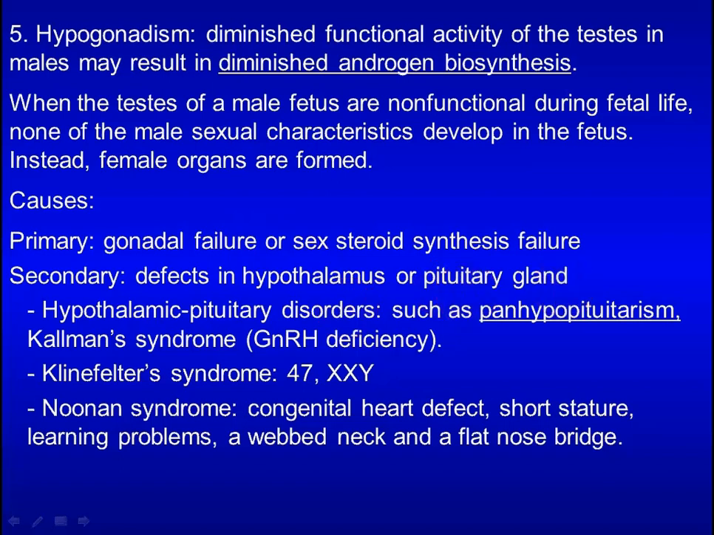For example, hypothalamic pituitary disorders such as panhypopituitarism or Kallmann syndrome can cause hypogonadism. Kallmann syndrome is caused by gonadotropin releasing hormone deficiency. Hypogonadism may also be caused by Klinefelter syndrome or Noonan syndrome. Here is integration with genetics. Klinefelter syndrome is caused by presence of an extra X chromosome.